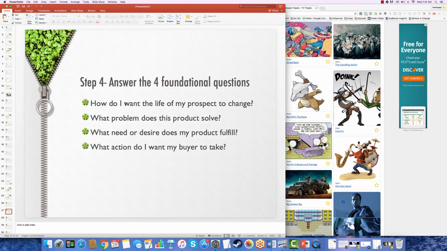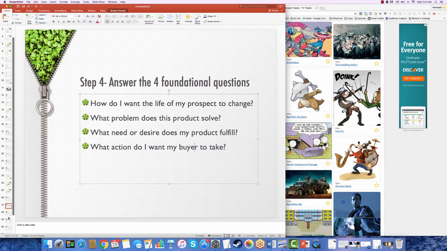Step four, answer the foundational questions, the four foundational questions. And we talked about this before and what the hero is supposed to do in this context. How do I want the life of my prospect to change? What problem does this product solve? What need or desire does my product fulfill? And what action do I want my buyer to take?